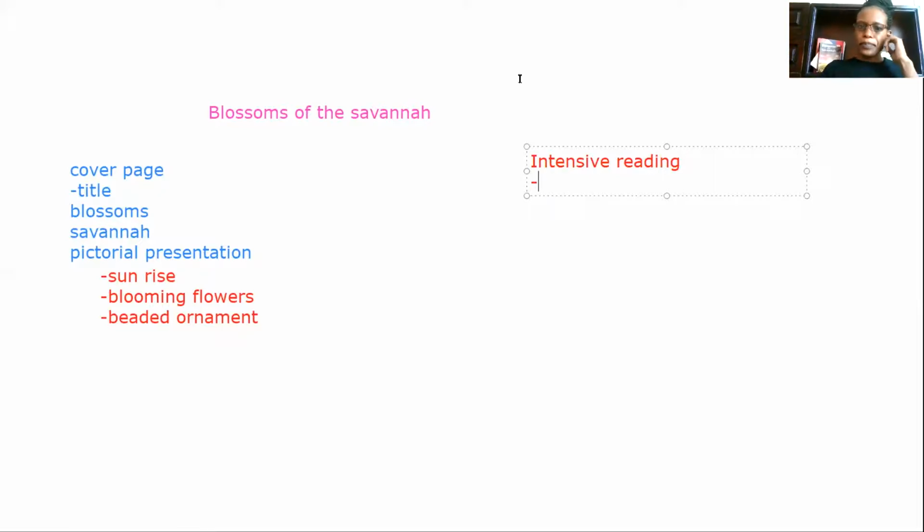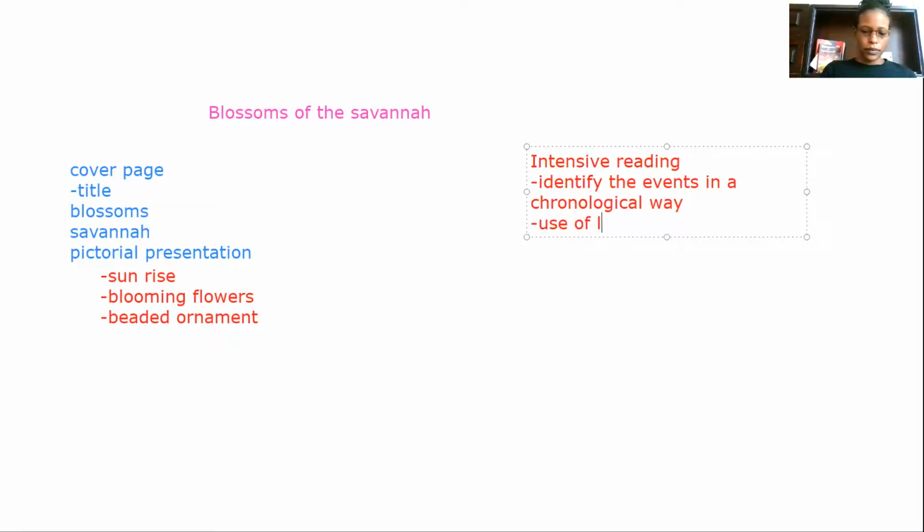So there are certain things we'll be looking at when we're doing this intensive reading. We'll be trying to identify the events in a chronological way. We'll also look at the use of language. And when we talk about the use of language, start thinking of the styles that have been introduced to you, from vivid description, the use of figurative languages, the style that the author employs to bring out the intended meaning. As we do the intensive reading, we'll be looking at the text in detail.